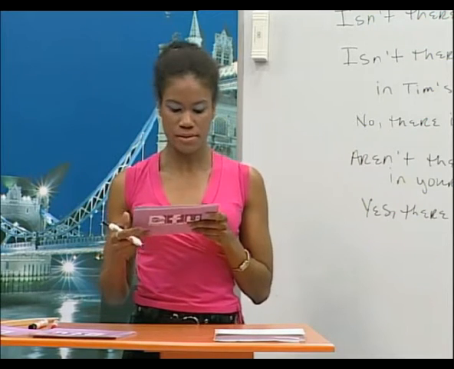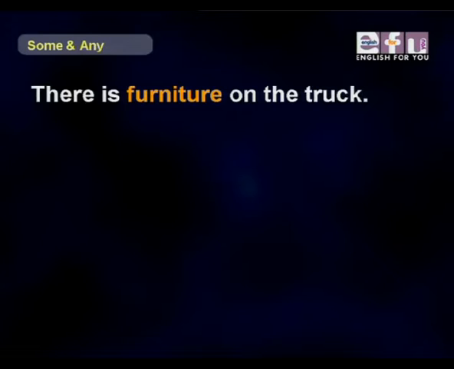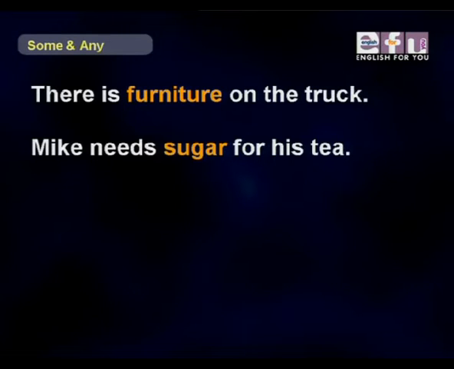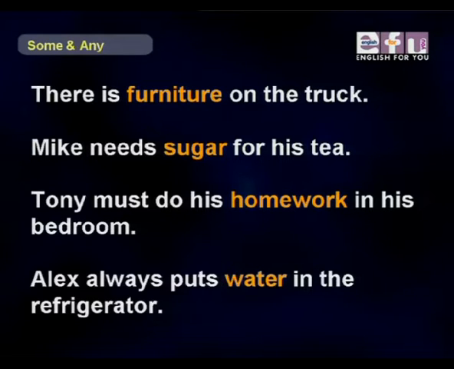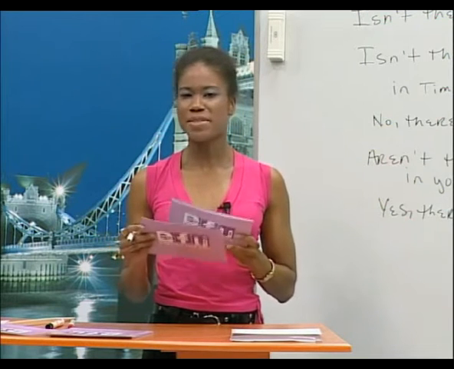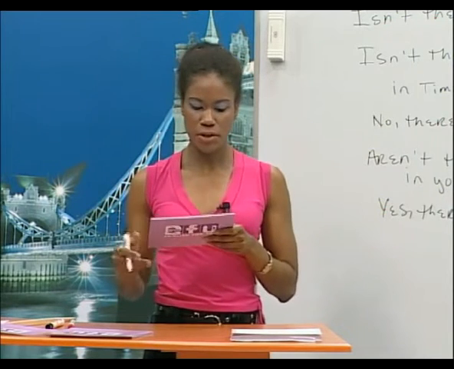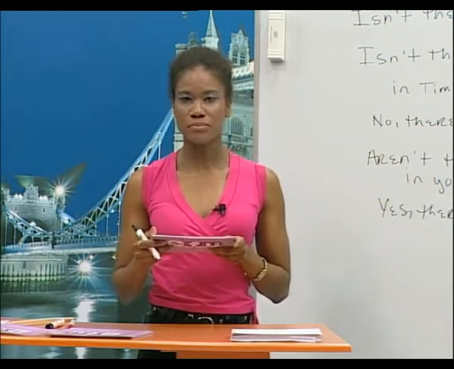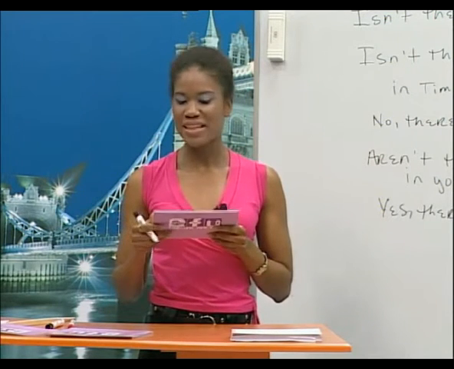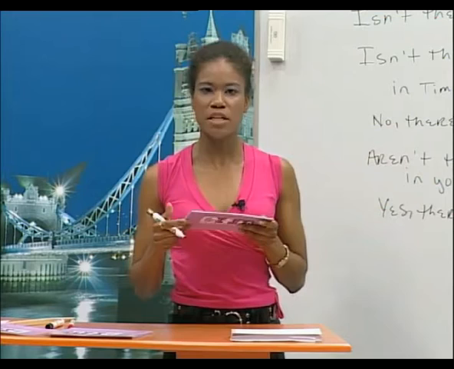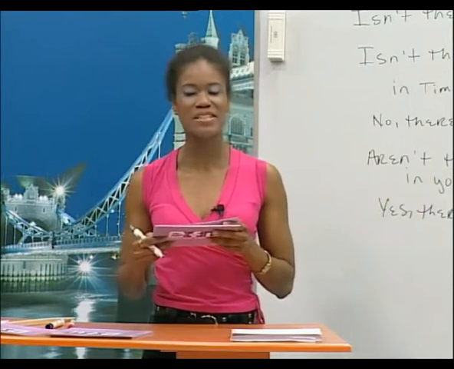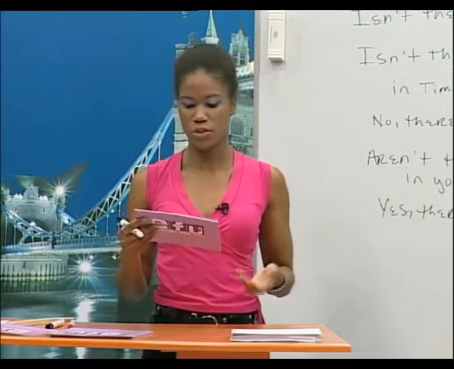Now, look at these sentences. There is furniture on the truck. Next, Mike needs sugar for his tea. Next sentence, Tony must do his homework in his bedroom. Next example, Alex always puts water in the refrigerator. So what did you notice about these nouns? Well, the nouns furniture, sugar, homework, and water are non-count nouns. They can't be counted with numbers. 1 homework. No, we don't say that. They can't be preceded by a or an, and there is no plural form. It's just homework, furniture, sugar, and water.